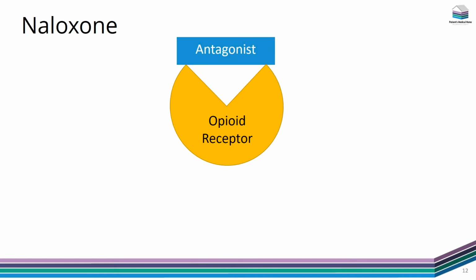The other one to think about is naloxone, and naloxone is considered an antagonist, which means it blocks off that opioid receptor, so there is no release of dopamine in the brain.